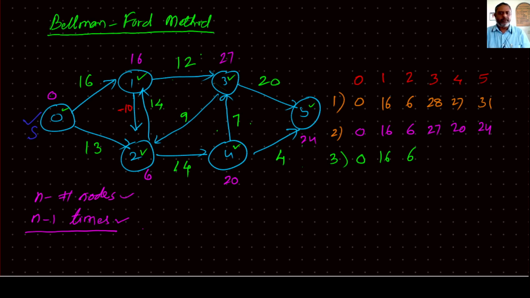So what has happened now is node 1 is 16, node 2 is 6, node 3 is 27, node 4 is 20, and node 5 is 24. So you can see that in the second step itself we have reached the final or stable value, because the third one is also saying the same thing. So you can repeat this totally 5 times, and if you repeat as it is, you get the same values, no change.